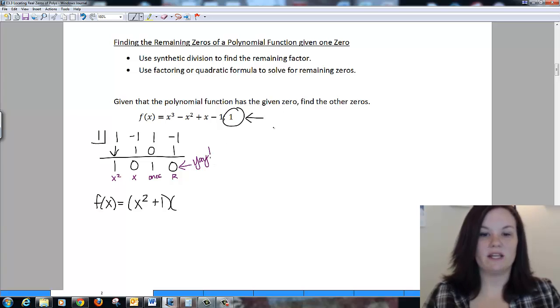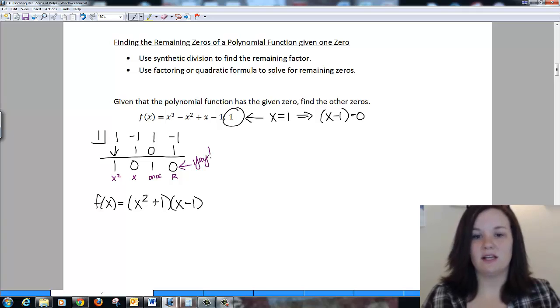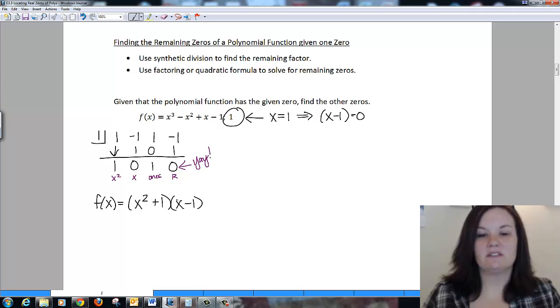So the 0 that I used, if I wrote that as a factor, this is x equals 1. So as a factor, that would be x minus 1. All I have done is rewritten my function as the 0 that they gave me in factored form times the remaining factor. So I already have solved this one. I already know this part will give me a 1, but I need to solve this remaining factor.